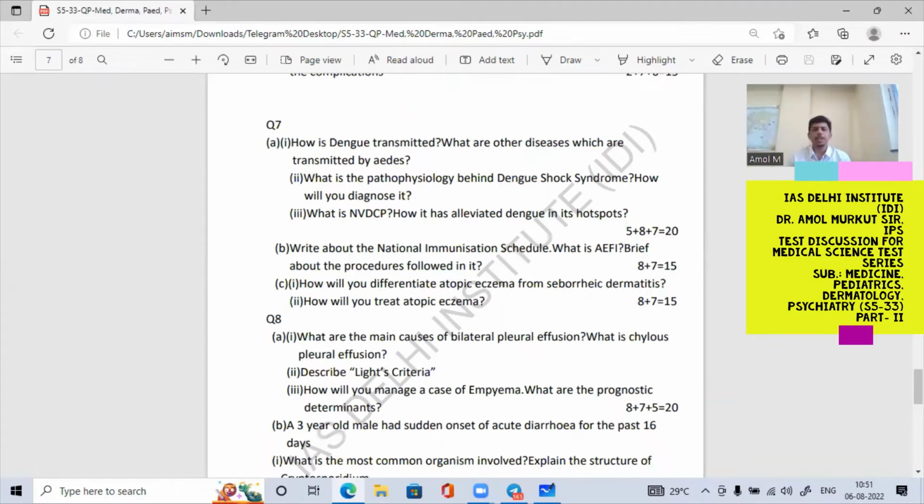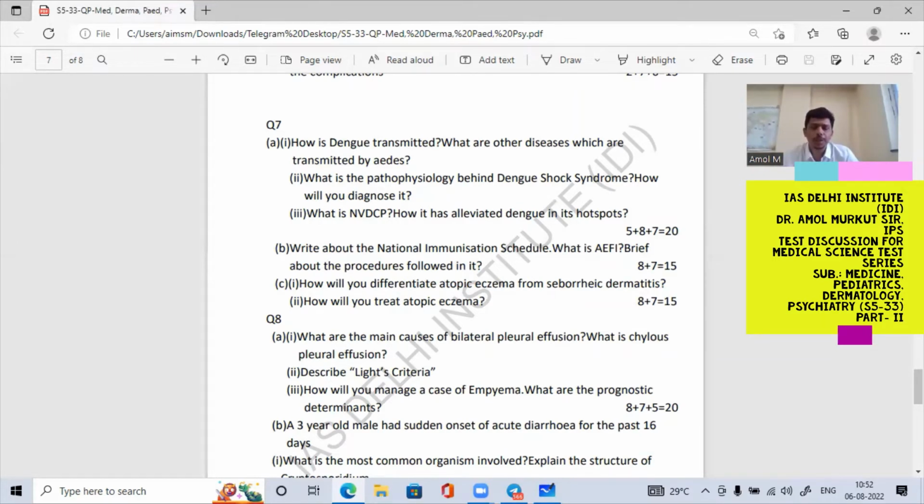Pathophysiology is leakage of the plasma from the intravascular compartment to the extravascular compartment. So you can say there is a release of some vascular permeability factor, or there is a molecular mimicry between the antigen of dengue and platelets, and therefore there is a decreased number of platelets and it causes vascular leakage. Then you have to write this in the form of a flowchart. Vascular leakage, intravascular compartment to extravascular compartment, leading to dengue shock syndrome.